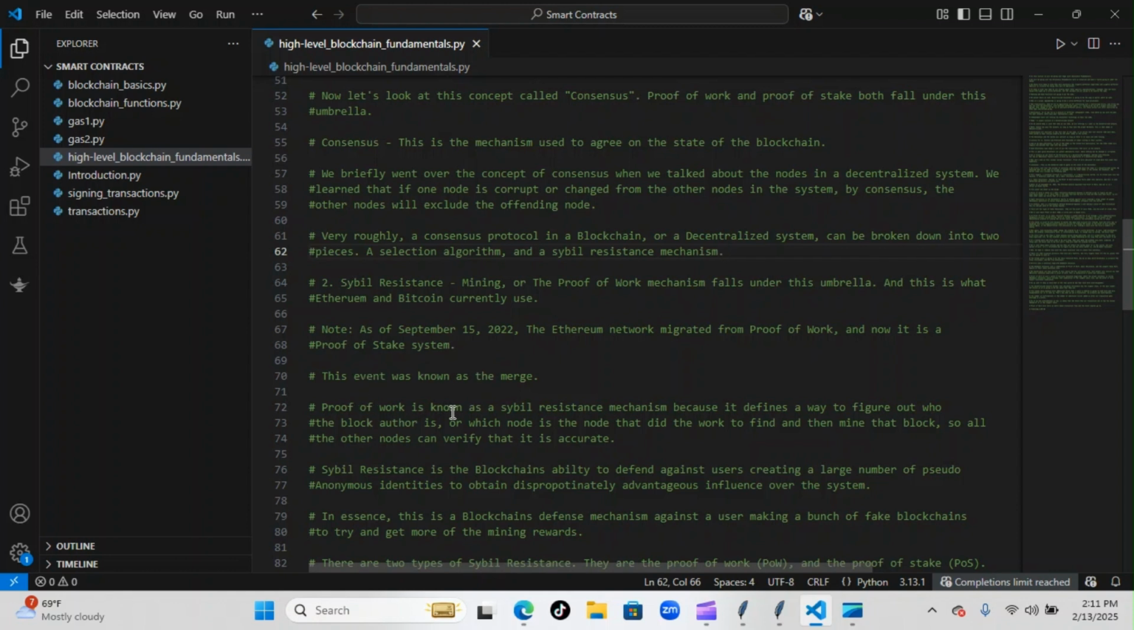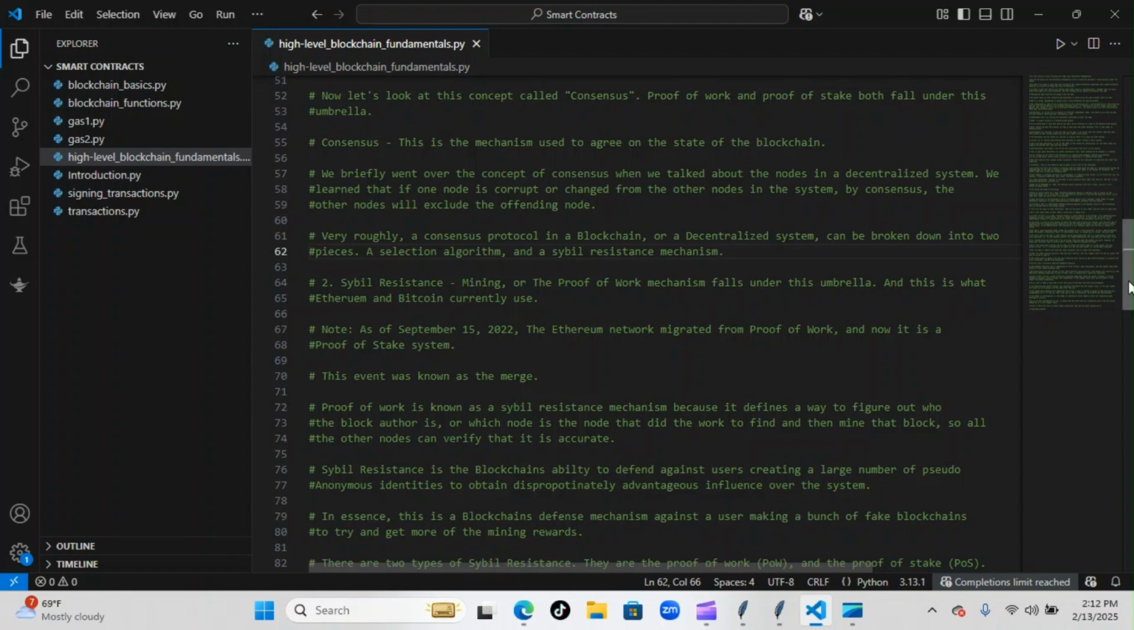Now, proof of work is known as a Sybil resistance mechanism because it defines a way to figure out who the block author is, or which node is the node that did the work to find and then mine that block, so all the other nodes can verify that it is accurate. Sybil resistance is the blockchain's ability to defend against users creating a large number of pseudo anonymous identities to obtain disproportionately advantageous influence over the system. In essence, this is a blockchain's defense mechanism against a user making a bunch of fake blockchains to try and get more of the mining rewards.